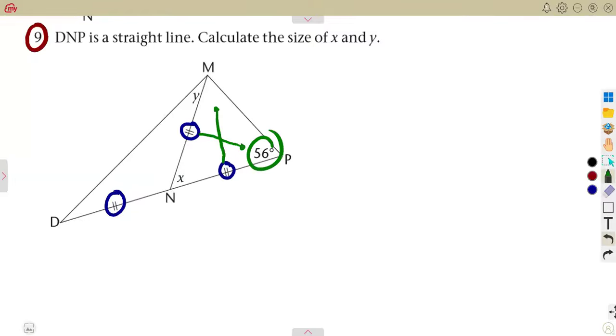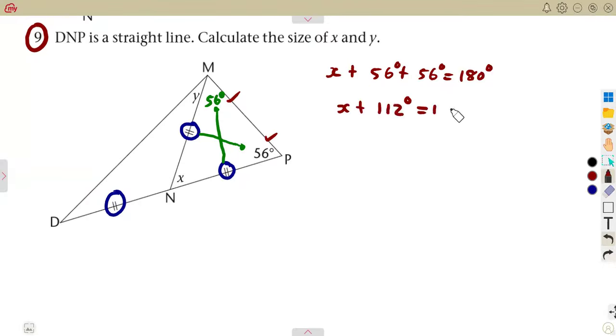So if this is 50 degrees at P, therefore at M it's going to be 50 degrees also. Thus we can calculate angle X. How? X plus the 56 degrees that we are given here is supposed to give us 180 degrees. So we have formed an equation which we can simply solve for X. That will be X plus, if you add these two, you are going to obtain 112 degrees, which is equal to 180 degrees. So let's solve for X.